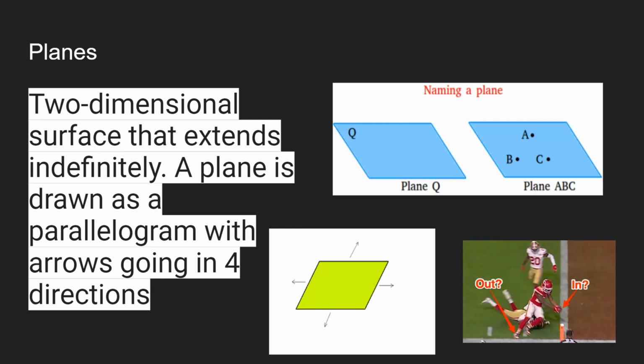And whenever you watch football, whenever they're trying to score a touchdown, they always talk about the plane, so crossing the plane. And that's what they're talking about here, crossing the 2-dimensional surface with the ball. You can also think of a plane as your paper, or any piece of paper, just going on at the same level forever.